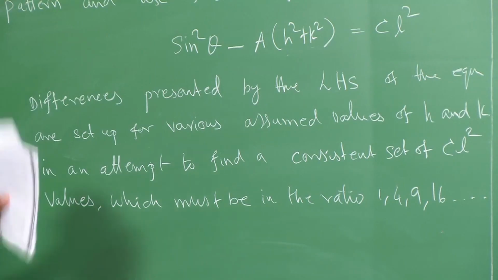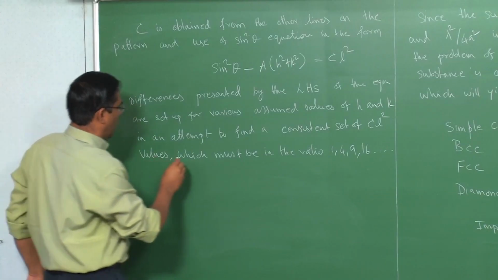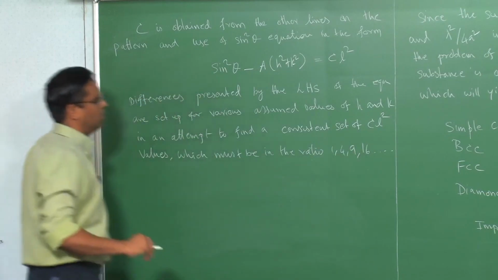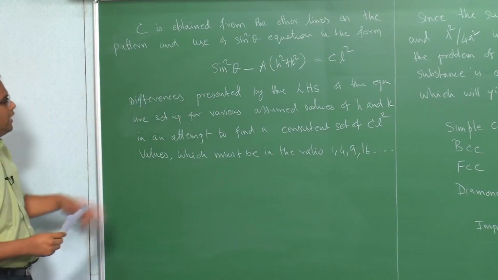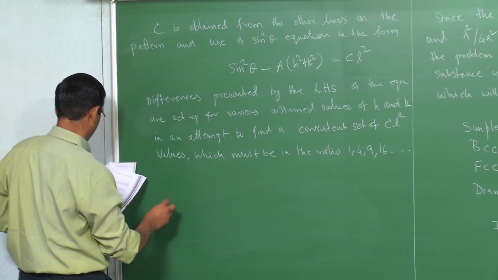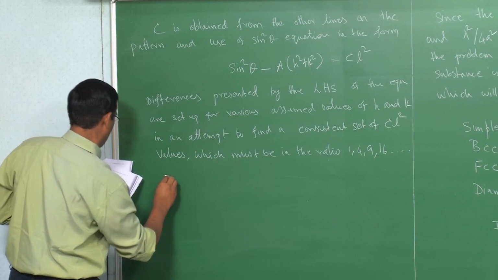In fact, you can form a table, and these values must be in the ratio of 1, 4, 9, 16 and so on. So, from there the C value can be found out.